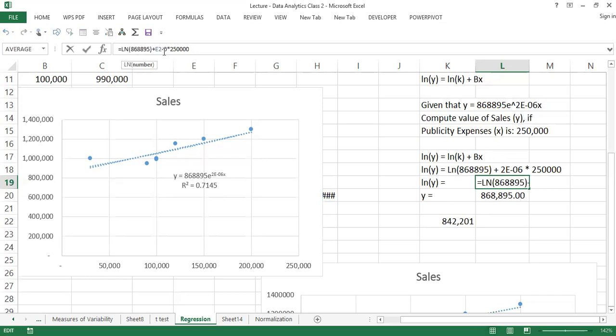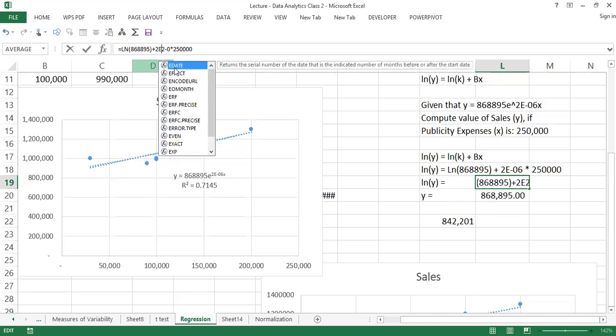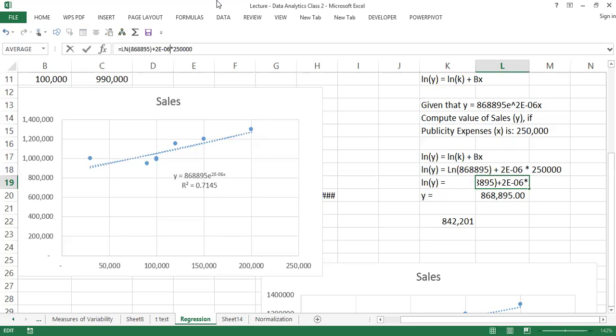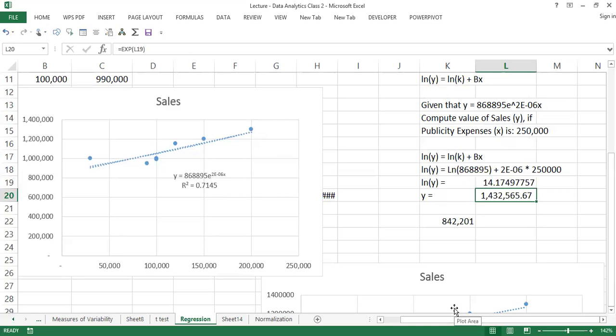What did I type here now? It's supposed to be 2E minus 06. That's more like it. Yeah, that's more like it. Right? There was a typographical error there that caused that.